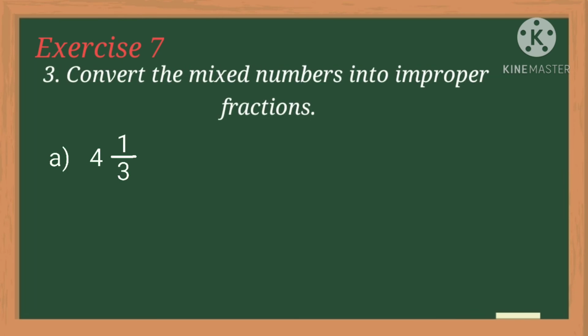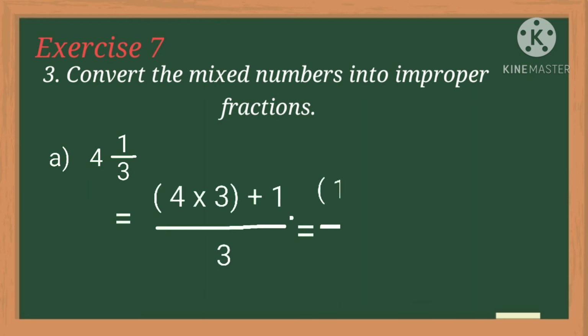Now convert the mixed numbers into improper fractions. 4 into 3 is 12 plus 1, that is 13 by 3 is the improper fraction.